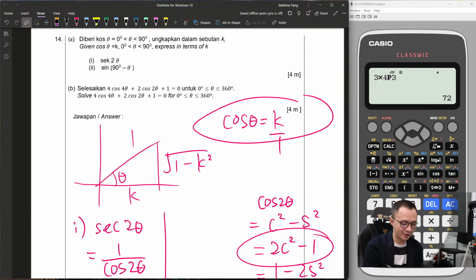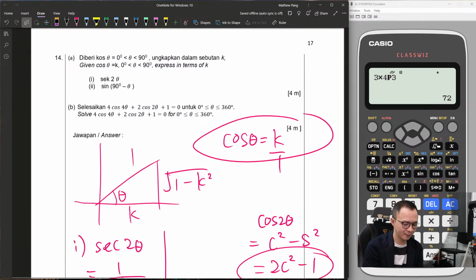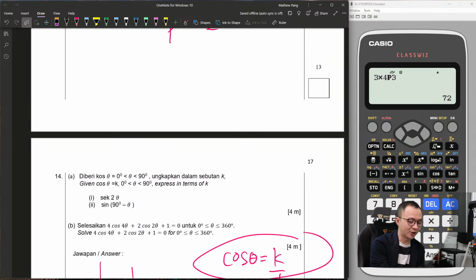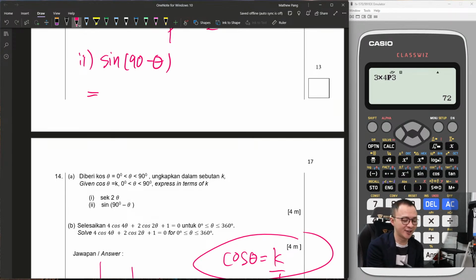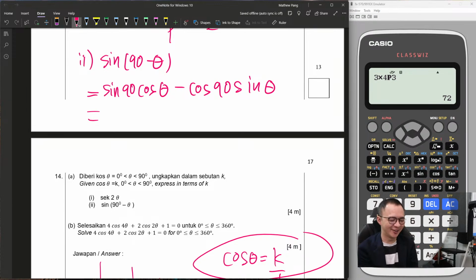Then the second one, okay, I do at the top lah. Sine 90 minus theta, no choice lah. This one have to use the sine A minus B formula. So this is sine A cos B minus cos A sine B, right? I hope I don't memorize the formula wrongly. If anyone realize I memorized wrongly, do let me know.